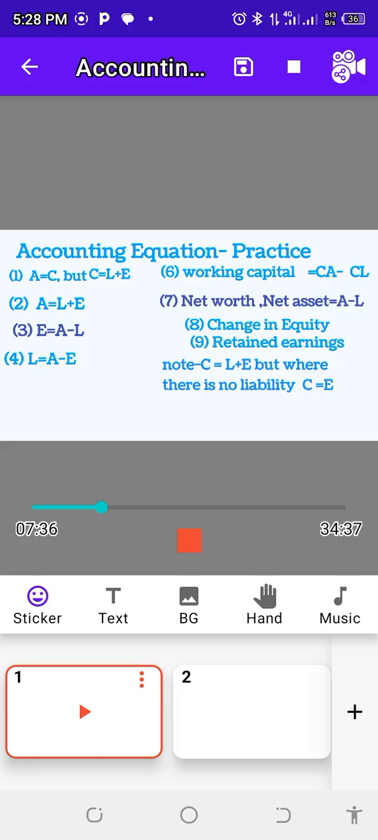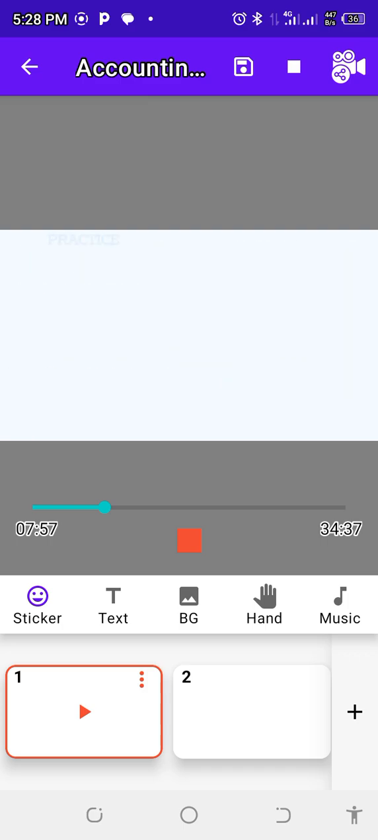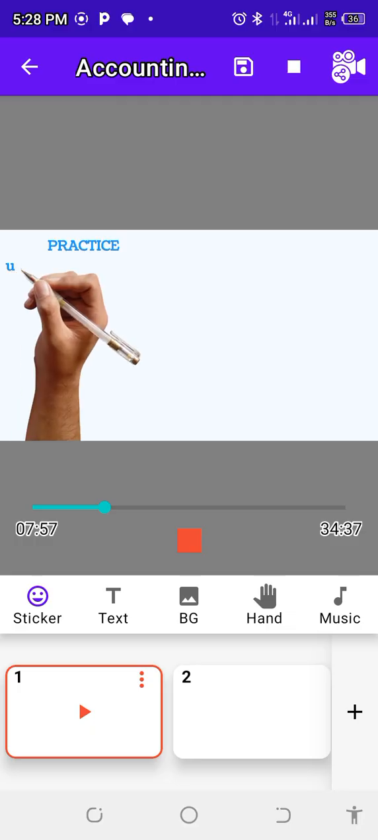Mark that place. Capital is only equal to equity when there is no liability. When there is liability, capital is equal to liability plus what? Equity. Now, practice.